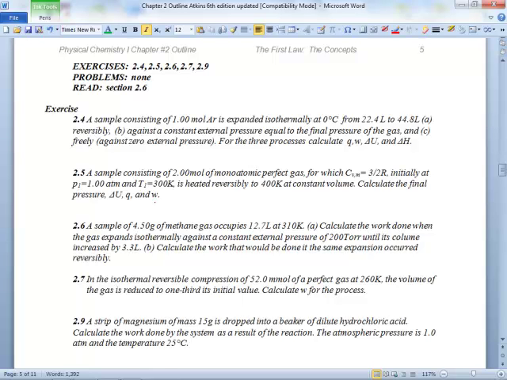A sample consisting of 1 mole of argon is expanded isothermally at 0 degrees Celsius from 22.4 liters to 44.8 liters. Reversibly, against a constant external pressure equal to the final pressure of the gas, and then freely against 0 external pressure. For the 3 processes, find Q, W, delta U, and delta H.